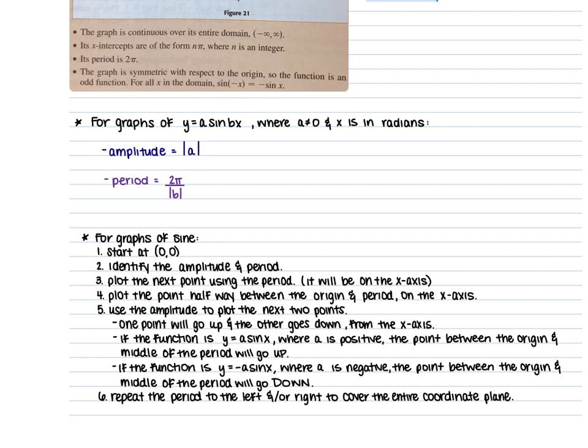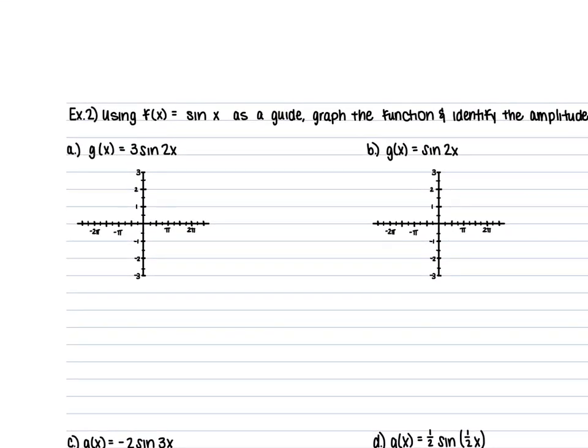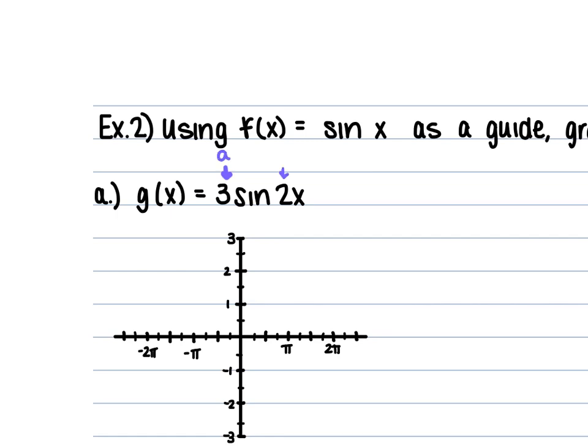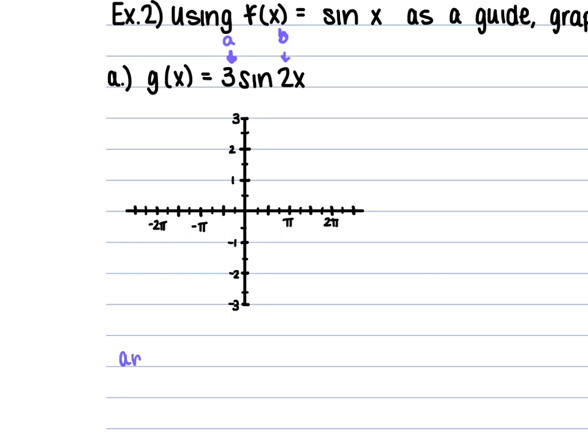coordinate plane. So if we look at our first example, again, we're going to first find the amplitude and the period. So for A, we have g of x is equal to 3 sine 2x. So your A is that 3. Your B is the 2. So from here, to get your amplitude, you're going to take the absolute value of A, which is the absolute value of 3, which is just 3. So this tells you your height.